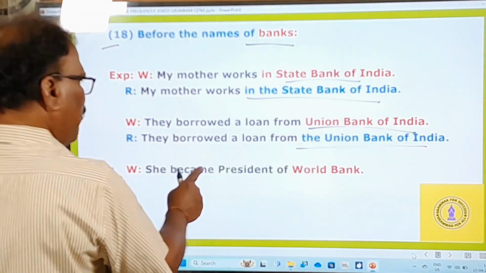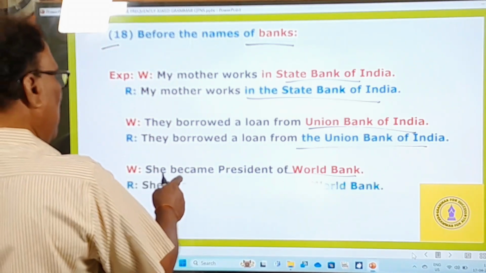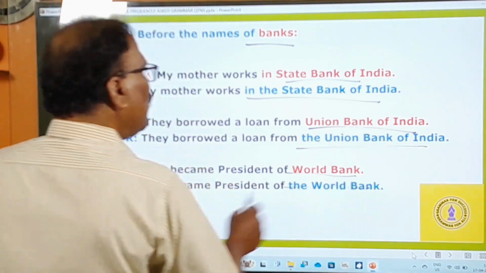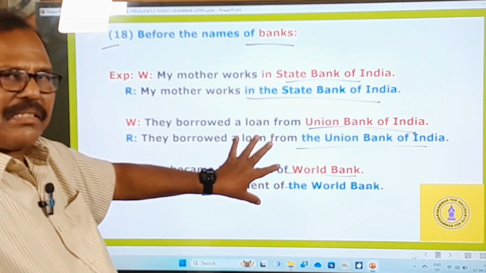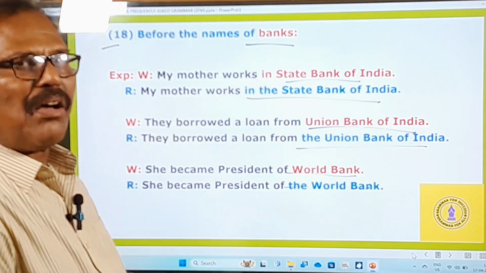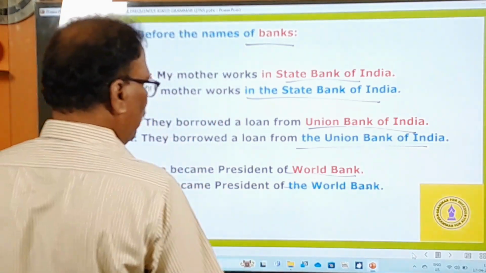And here she became president of the World Bank. So it's also a bank. You cannot simply say like this. She became president of the World Bank. So in this way, before the names of the banks, whatever may be the bank, you must use the definite article before that. Okay, now let's move on to learn other things.